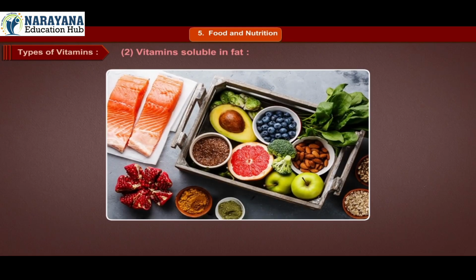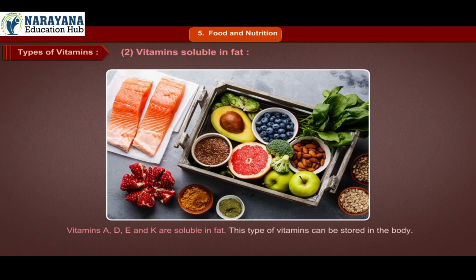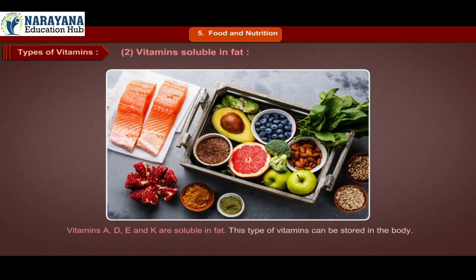2. Vitamins soluble in fat. Vitamins A, D, E, and K are soluble in fat. This type of vitamins can be stored in the body.